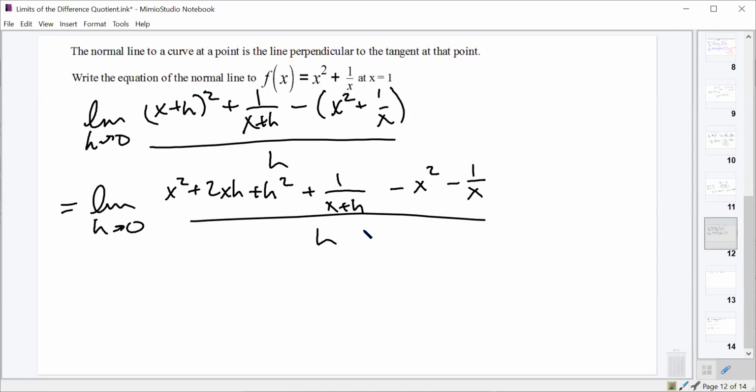And we can expand out and distribute the negative sign. And what will cancel out? That's right, the x squared and the negative x squared.